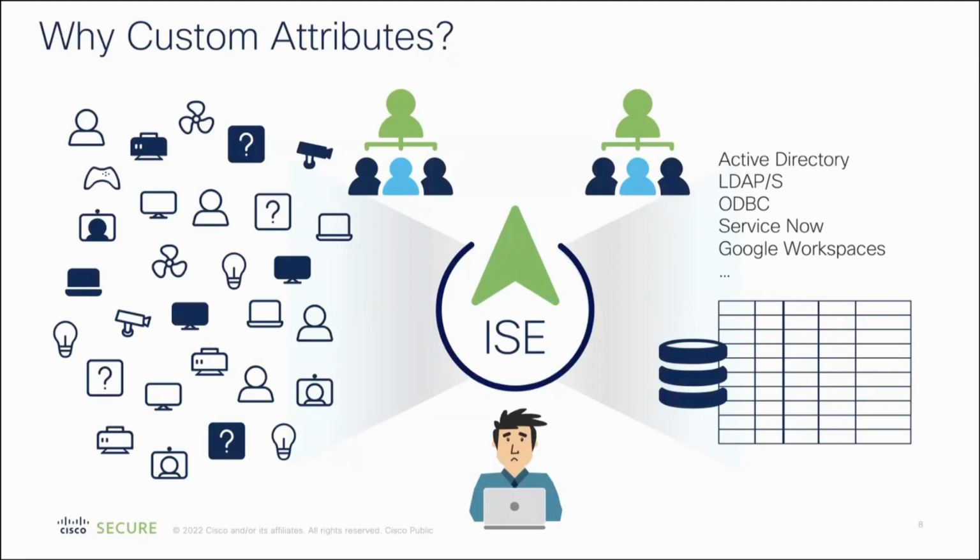But sometimes, you don't have the time to work with these people, or maybe they're not interested in solving your problem. And so the ability to just go in and create these custom attributes straight inside of ICE and do what you've got to do to solve a problem, to get somebody on the network, to get a device on the network, those kinds of things. That's what custom attributes are really for.